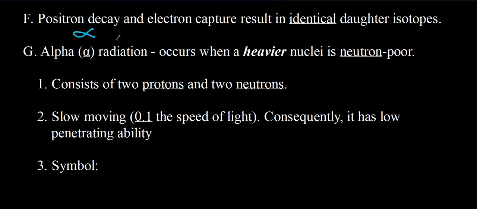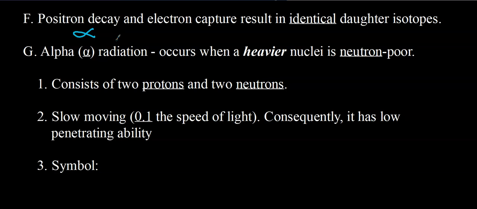What is the charge? Well, 2 protons, 2 neutrons. Protons are positively charged, neutrons have no charge. So the charge is 2. It's a particle that has a mass of 4 and a charge of 2. Again, we'll get to the symbol in just a second.